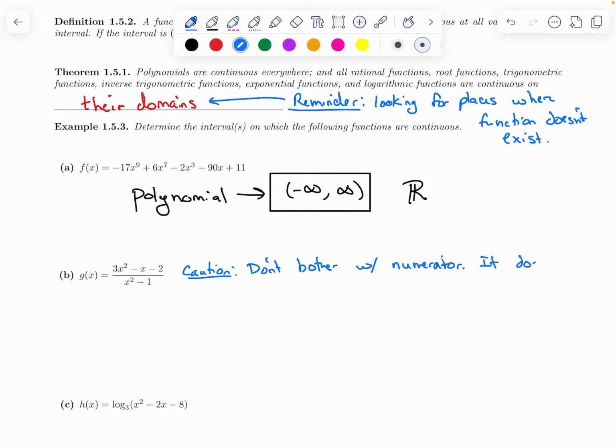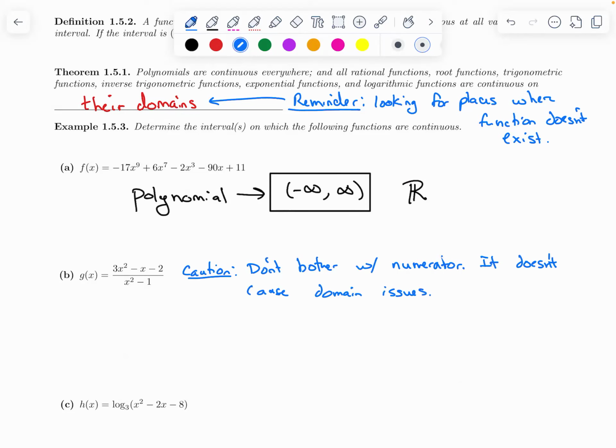It doesn't cause domain issues. The numerator equaling 0 does not matter. The numerator equaling 0 does not change anything, right? 0 divided by 5 is 0. 0 divided by negative 3,000 is 0. It doesn't bother the function at large.